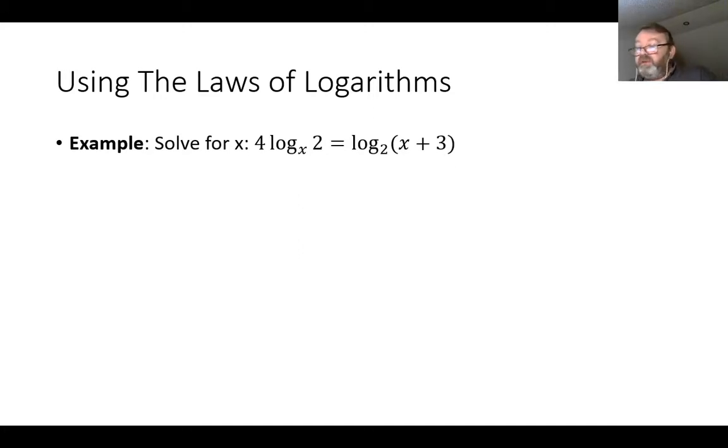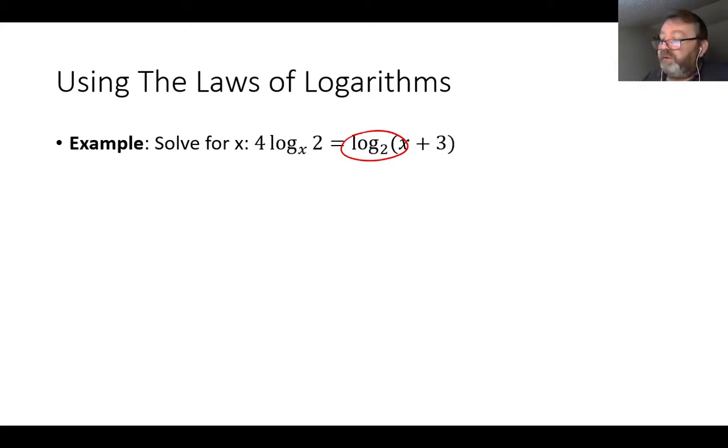Solve for x. 4 times log to the base x of 2 equals log to the base 2 of (x plus 3). Now, do you notice the biggest problem? The biggest problem here is that the bases are different. We're dealing here with an unknown base, and that's a very difficult thing to work with. So what I'm going to do is take the left-hand side and change it from an unknown base into a known base. And obviously, because log to the base 2 is over here, I want to get the left-hand side to match it.